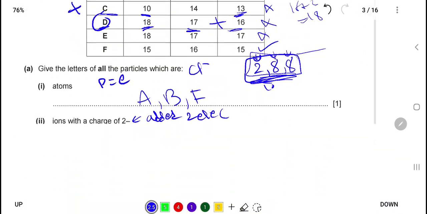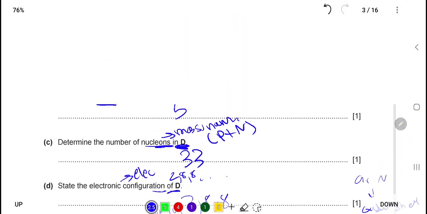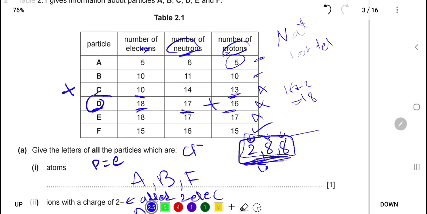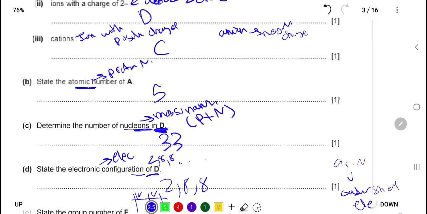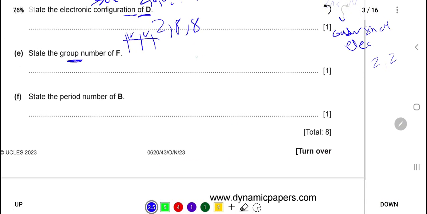So what's the question again? The group number of F. The number of electrons is 15, right? So it's 2, 8, so now it's 10, and then 5. So there is 5 in here, right? So it's group 5. You care about the outer electrons, okay? If there's 5 in the outer shell, it means it's group 5. So the answer is 5.